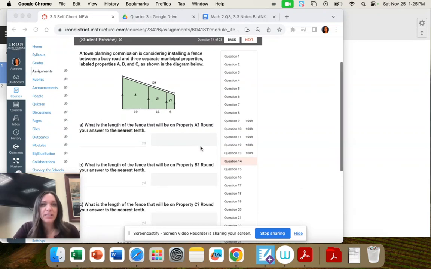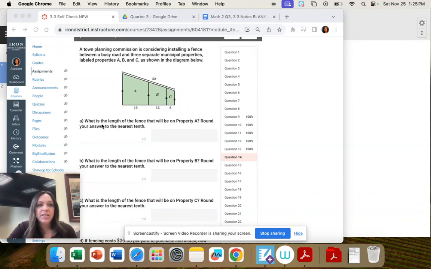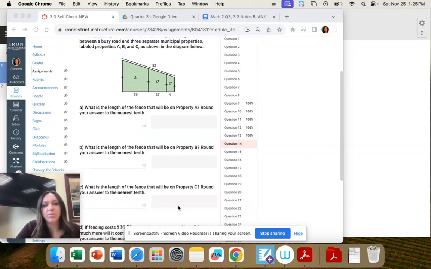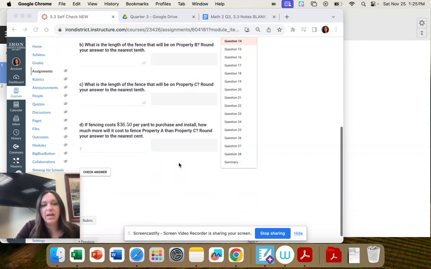Okay, question 14. A town planning commission is considering installing a fence between a busy road and 3 separate municipal properties labeled A, B, and C. So here's the properties. I assume that's the busy road. What is the length of the fence that will be on property A? Round your answer to the nearest tenth, and then what's the length of the fence on B and C?